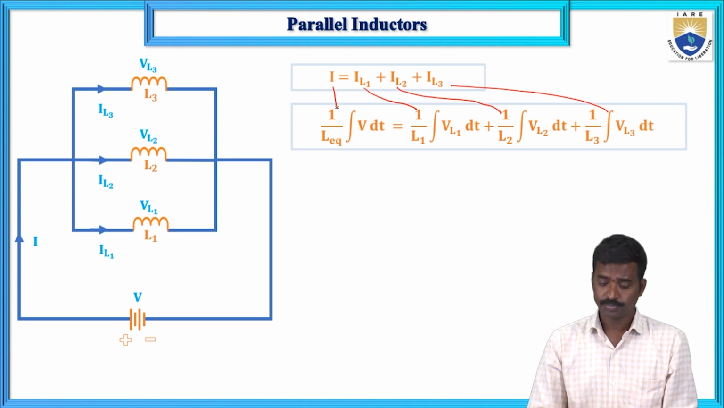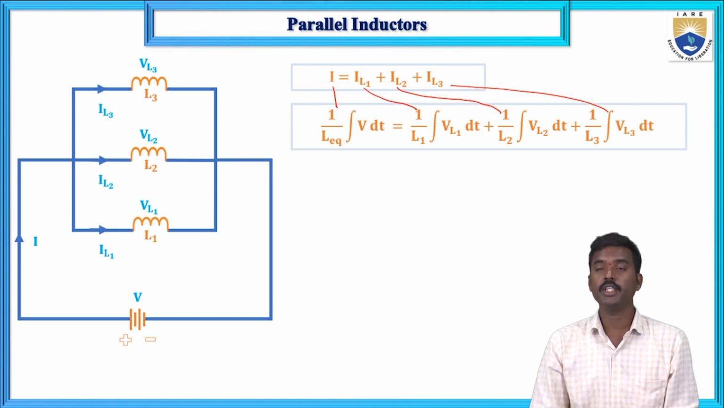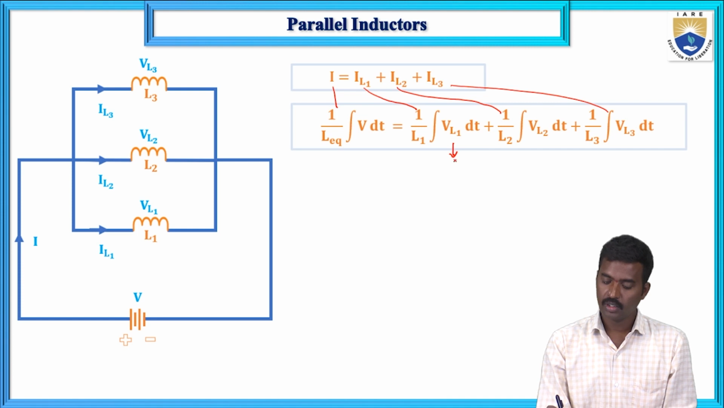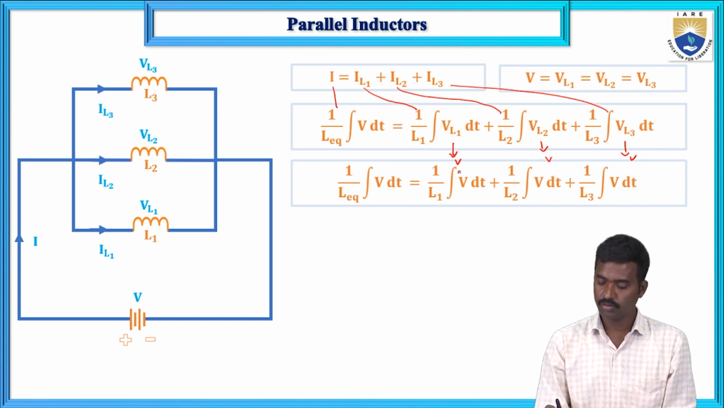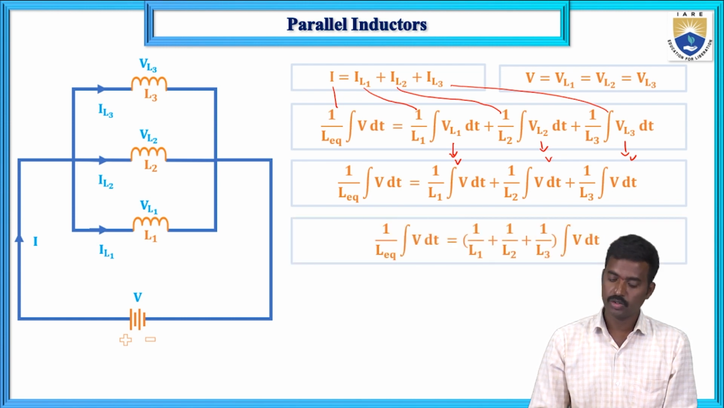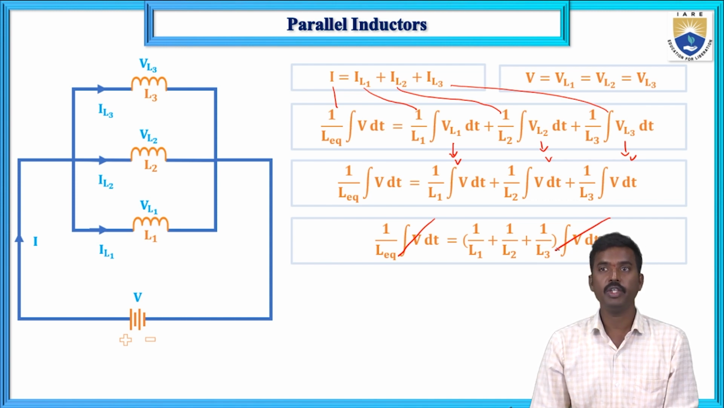Now here the same voltage is developed across each element, so that voltage equals the supply voltage. You can write this one as V, this one as V, and this one as V. So VL1 equals VL2 equals VL3, which equals supply voltage V. Now the common term on the LHS and RHS is the integral of V dt.